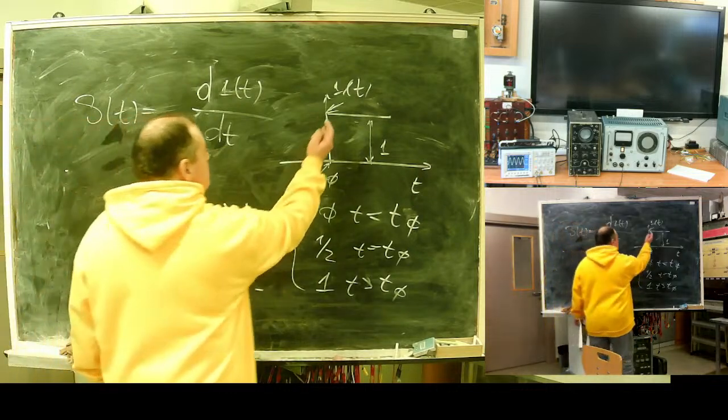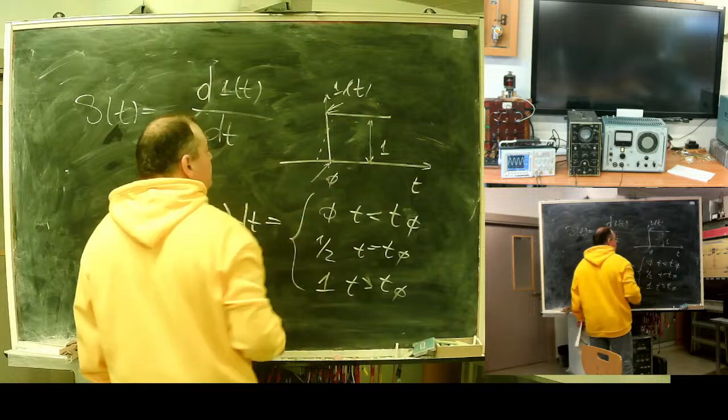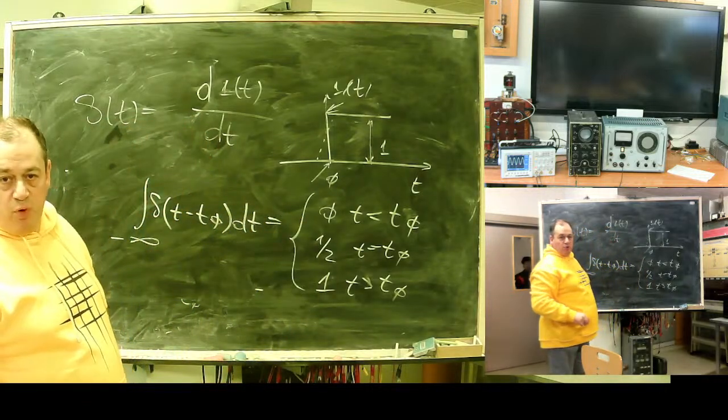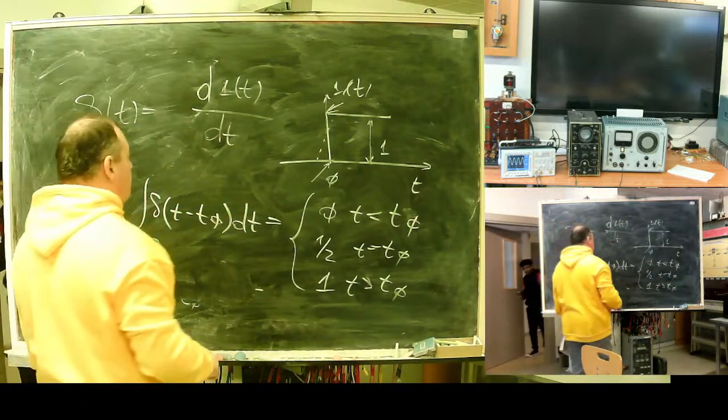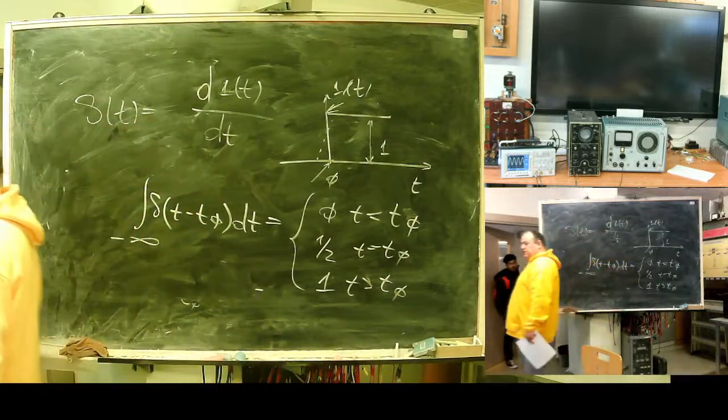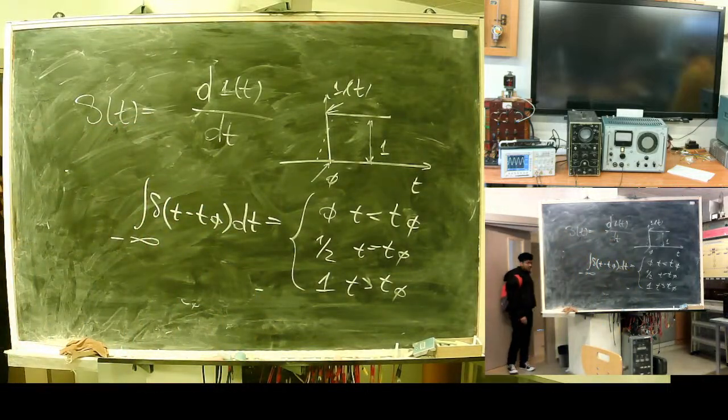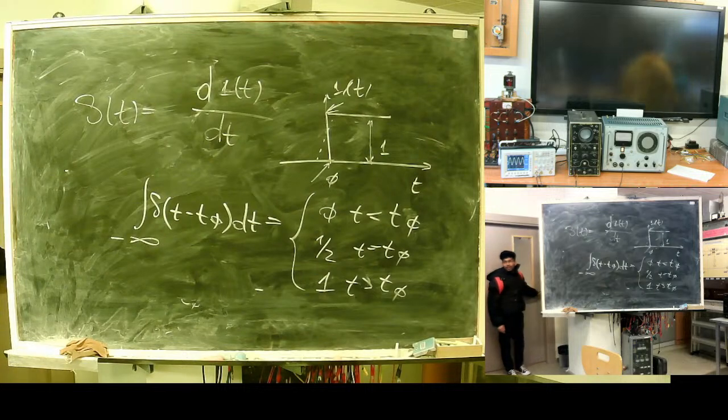At this point, in real life it would be a slope. At this point, there is no slope for the ideal function. And if it goes infinitely fast, the derivative of it will be infinite.